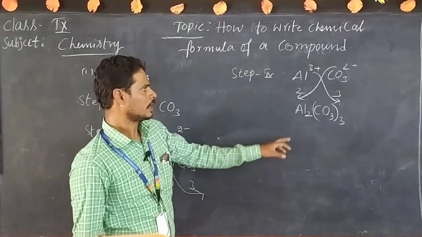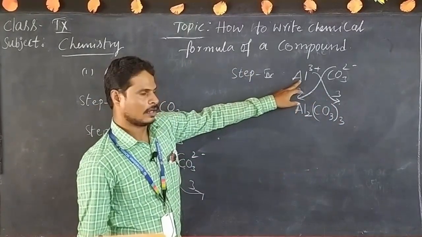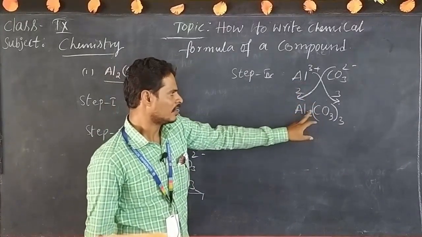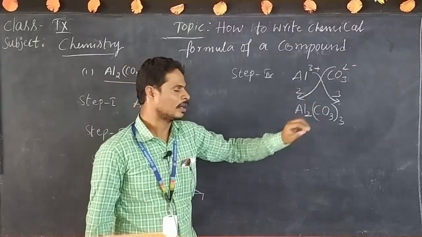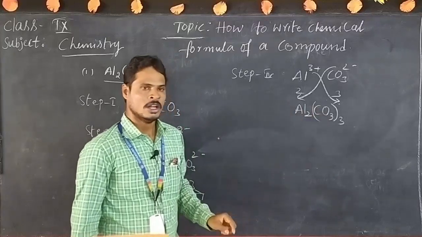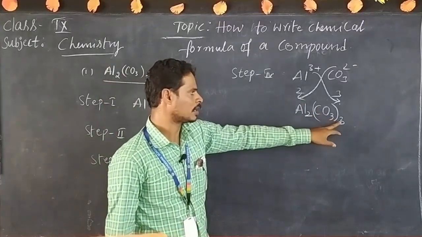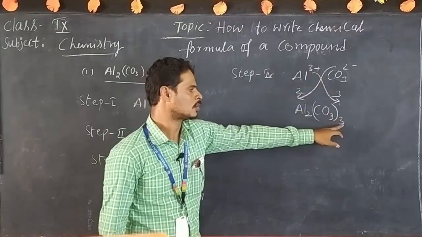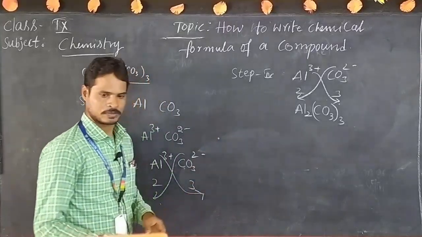So check it again. Anion and cation are there. Here the cation has a single atom, but the anion contains a group of atoms. Group of atoms means carbon and oxygen. But it has more than one valency. How much is the valency of carbonate? 3 is there. That's why we enclose it in the bracket. Then the valency number should be written. So that is another step.